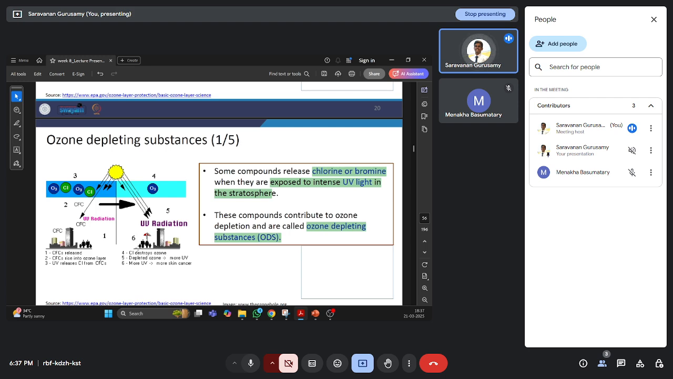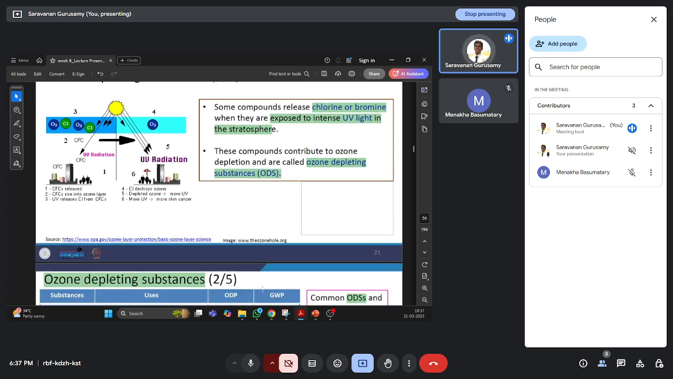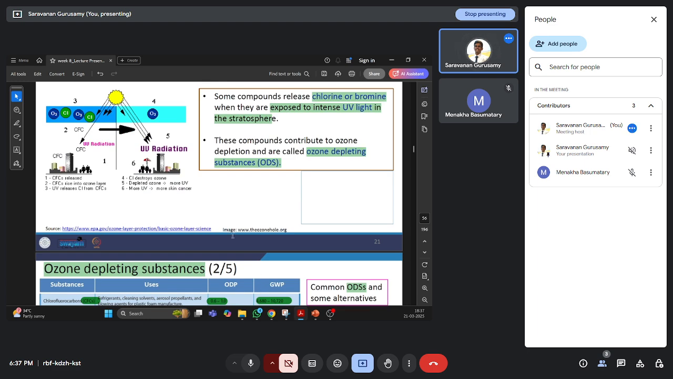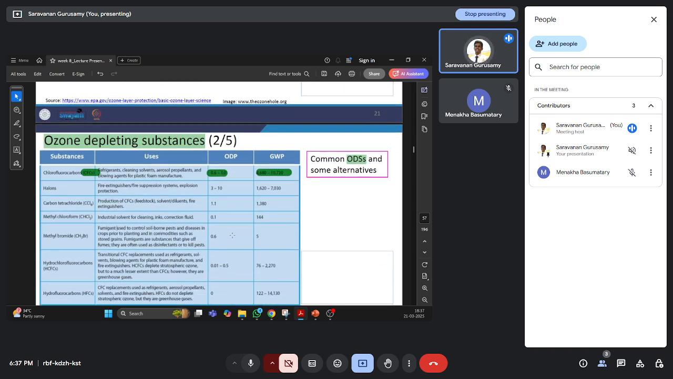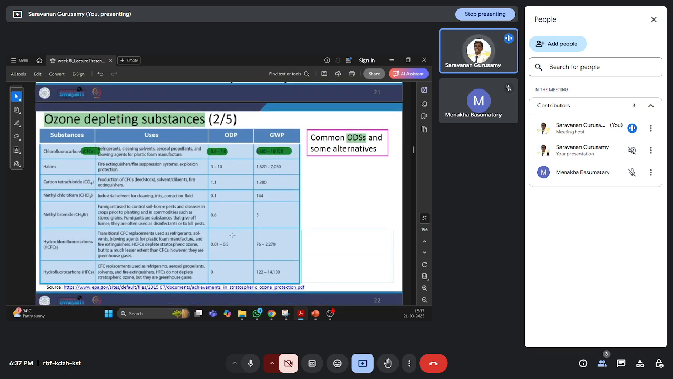Chlorine and bromine are the major culprits here. Through exposure to UV light in the stratosphere, they act on ozone; that's why they're called ozone depleting substances. Chlorine and bromine or CFCs are all ozone depleting substances. How do we measure these ozone depleting substances? By a measurement called global warming potential.